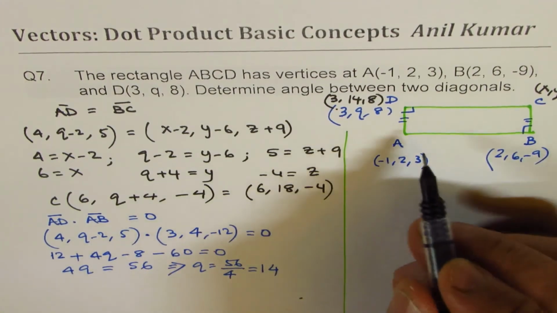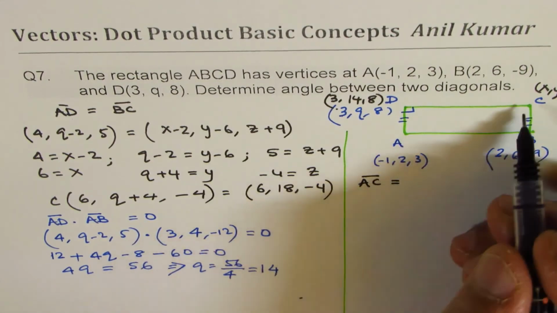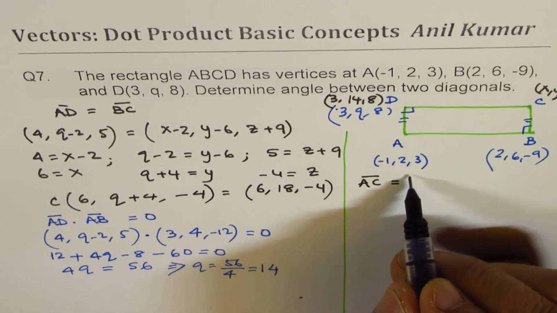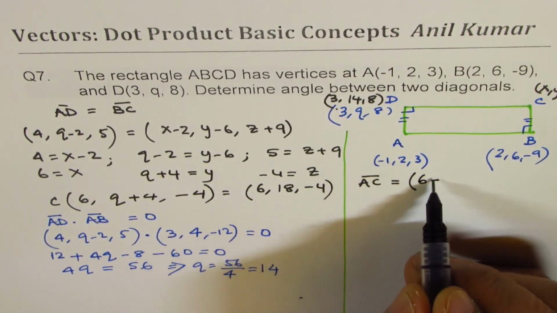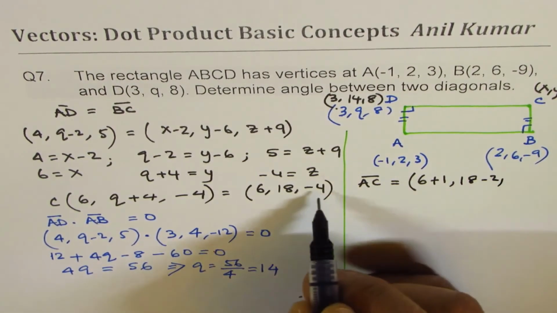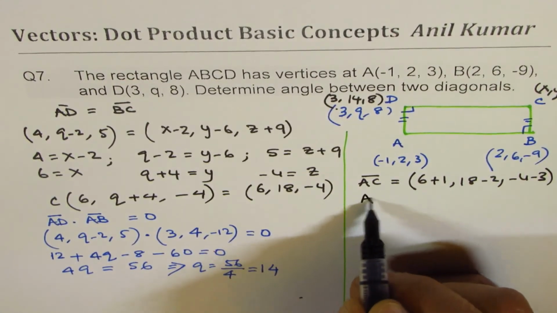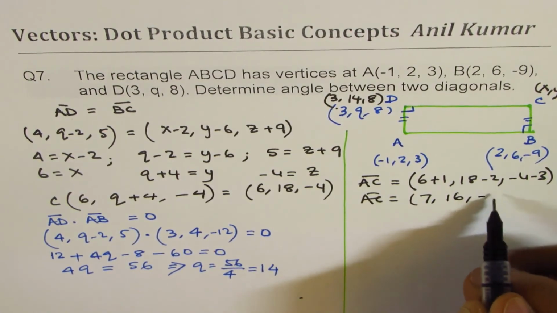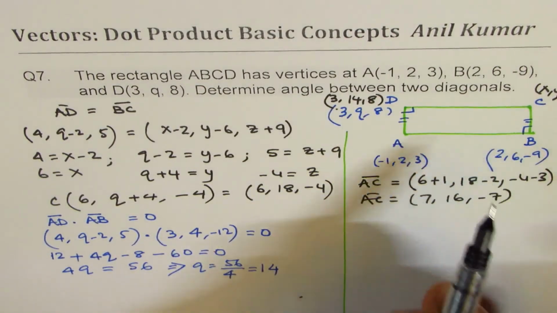So diagonal AC, what is AC equal to now? C is 6, 18, minus 4. So diagonal AC is, A is this, 6 minus minus becomes 1, 18 minus 2, minus 4 minus 3. That is AC. So AC is 7, 16, minus 7. That is AC.